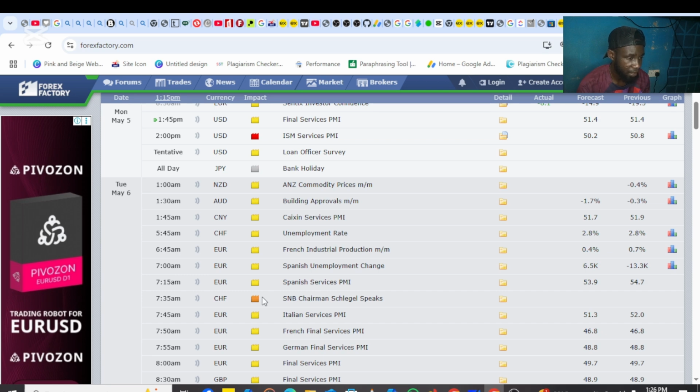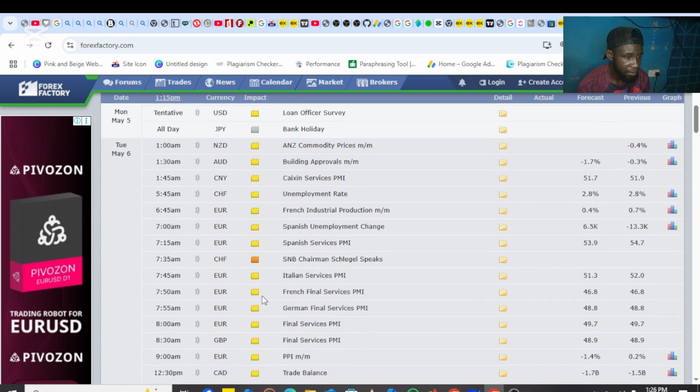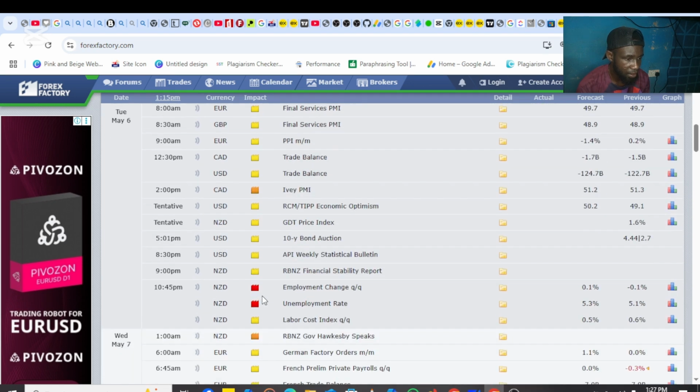Actually, it cannot have a high effect on the market. It cannot have a higher effect on the market. So you can see Tuesday there is no high impact news, till 10:45 p.m.